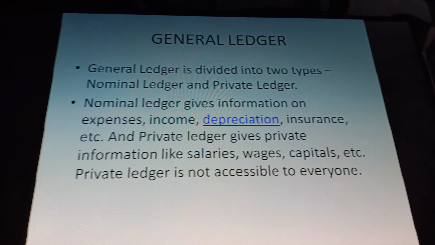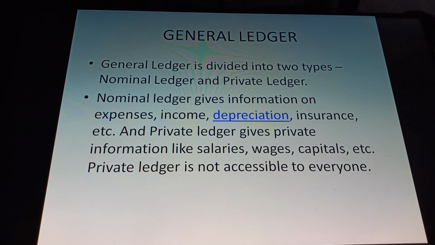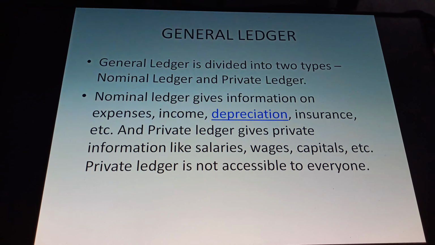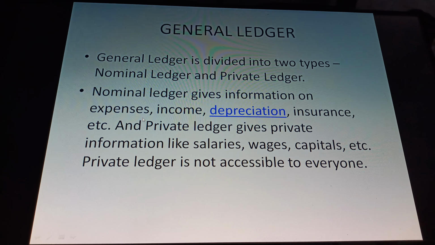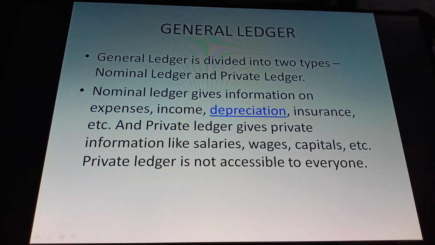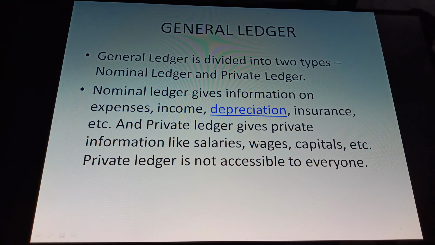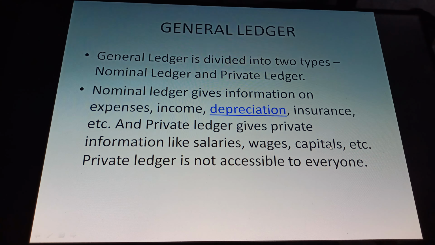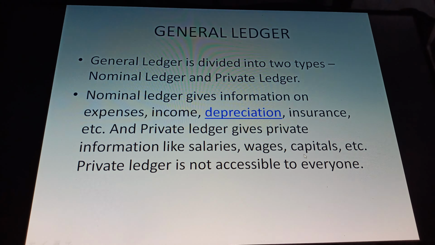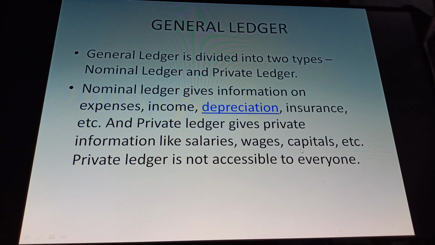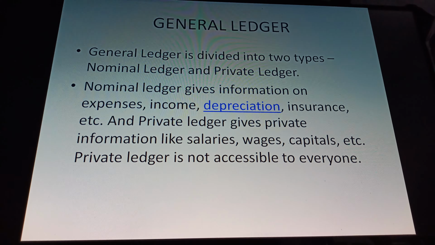Okay, next is the general ledger. General ledger is again divided into two types: nominal ledger and private ledger. Nominal ledger gives us information on expenses, income, depreciation, insurance, etc. And private ledger gives us information on salary, wages, capital, etc. Okay, private ledger is not accessible to everyone. It has some particular access. Only people related to the business can access it, not everyone.